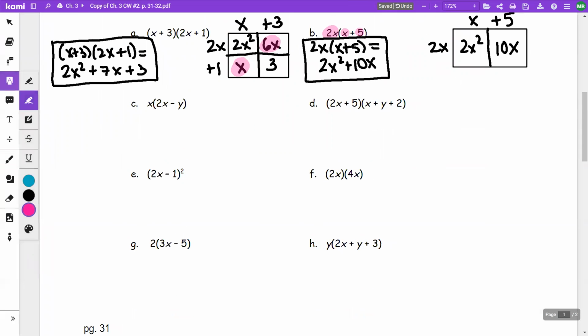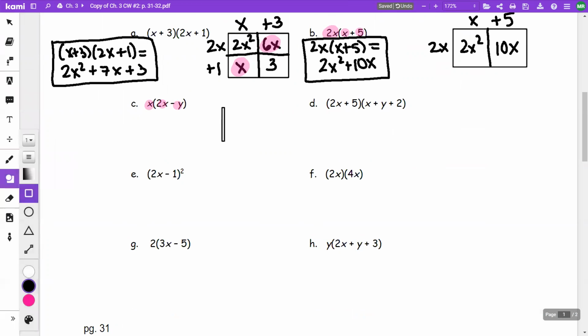On the next one, I have one term out front and I have two terms inside. So when I do this, I'm going to make this a little thicker.